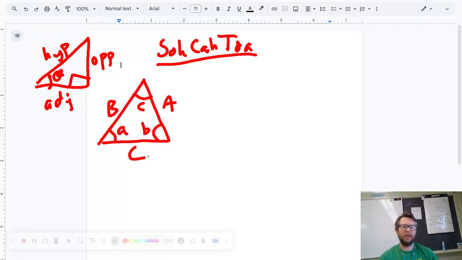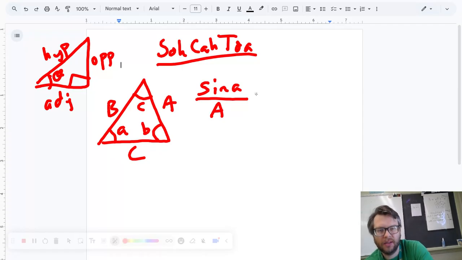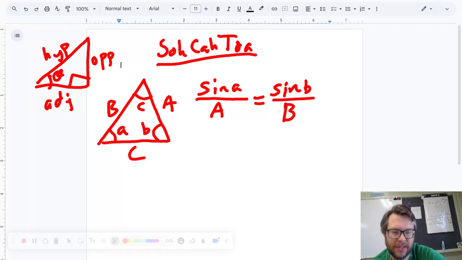And I want you to notice that whatever angle has a certain letter, I'm going to label the opposite side of the triangle, the side that doesn't touch that angle, with the same letter. And we get this rule where the sine of the angle A divided by the opposite side, which is also called A, is always the same as the sine of angle B divided by side B. And in fact, it's the same for all three of them.